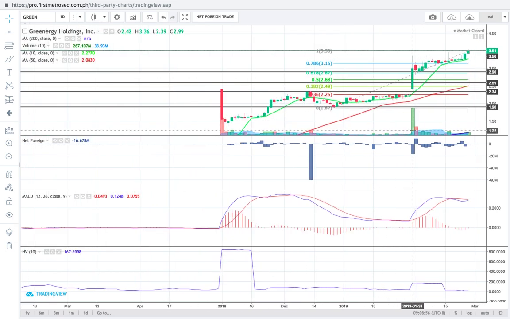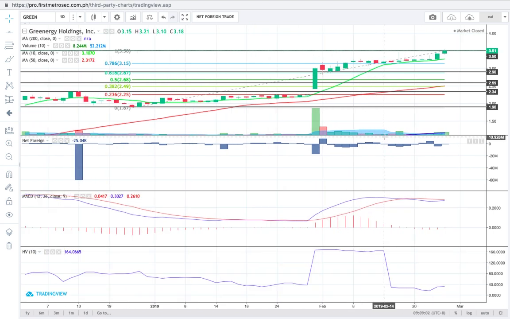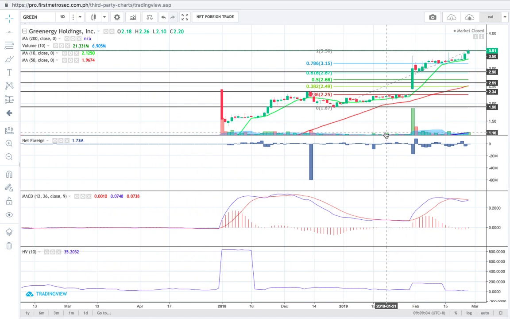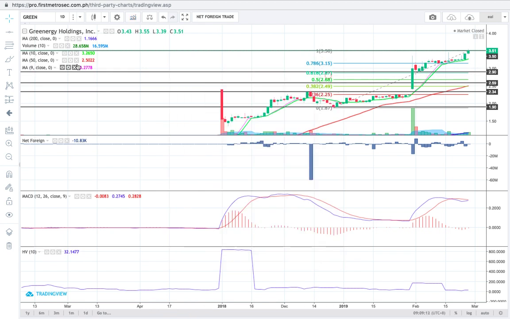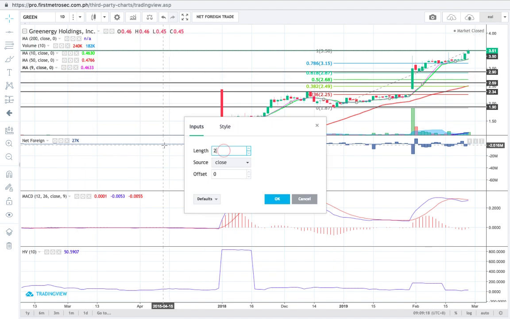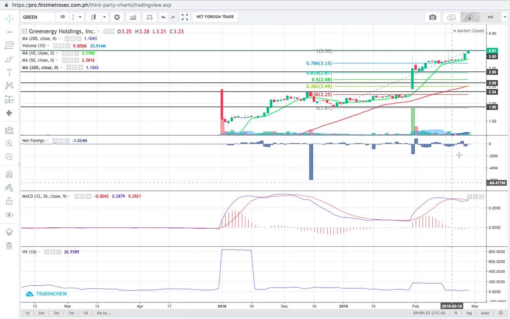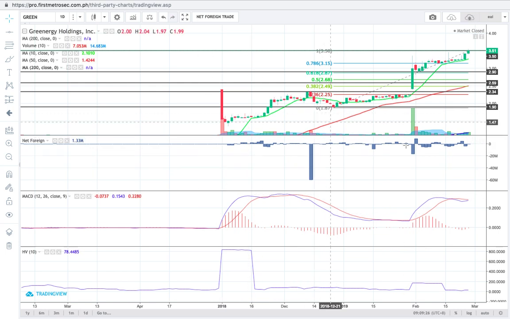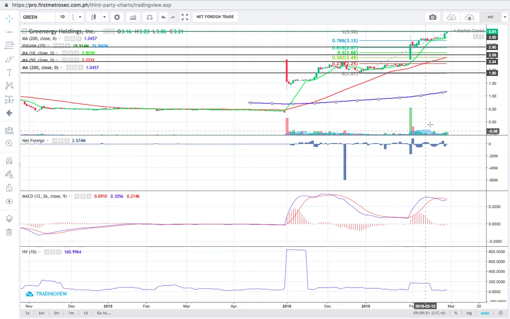Now let me just give some feedback regarding the position of the price of green as far as the moving averages are concerned. Let me plot the 200-day moving average as well. So we have 10, 50, and then let's make this 200. And let's change the color to blue. There you go. So this is the normal view of the chart of green.